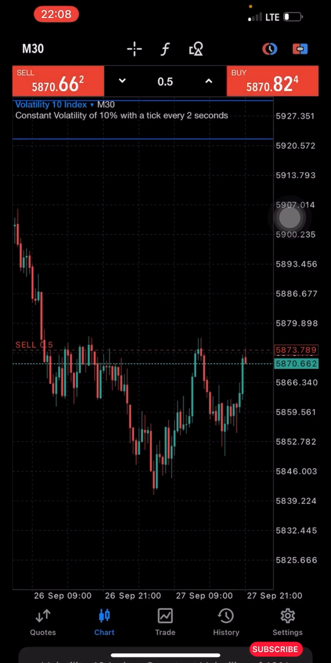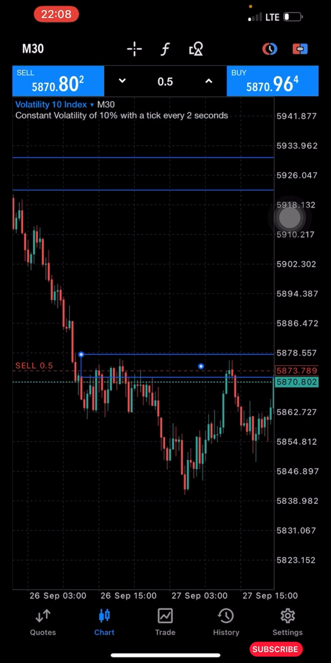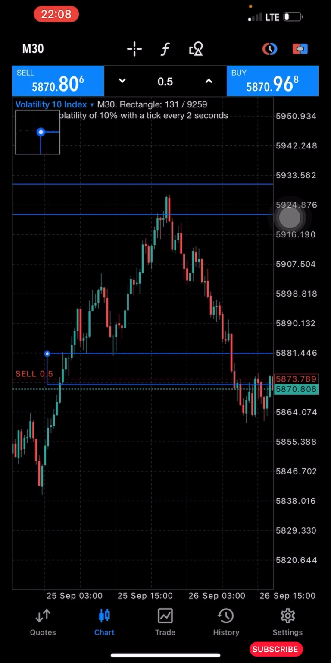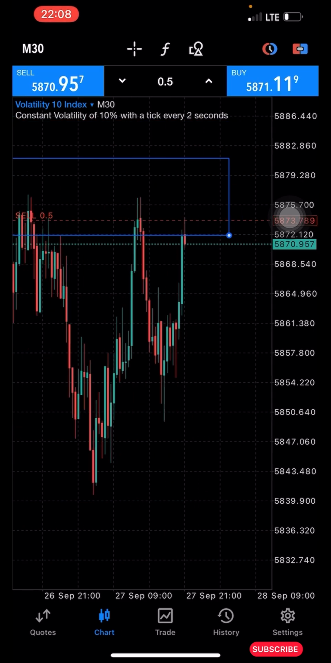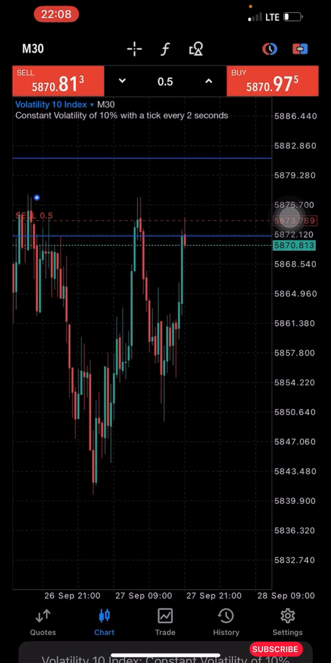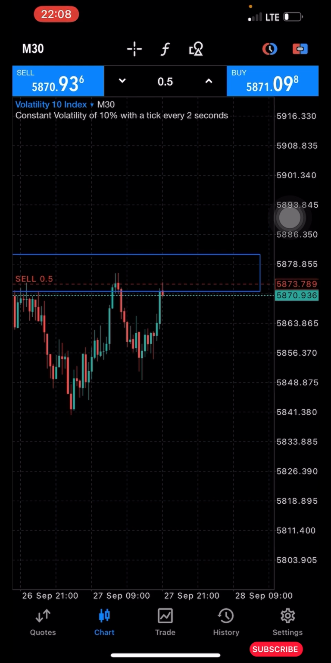Like I said earlier, there is a resistance zone here, which is kind of bouncing price, which price is reacting to right now. So there's a resistance here that needs to be taken note of. Now, plan of action. There are two ways price is going to go.